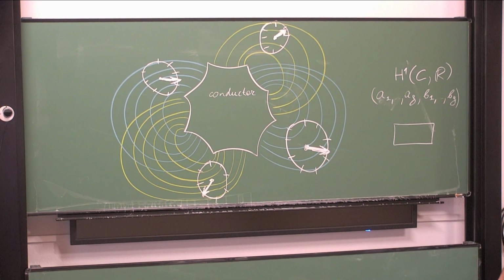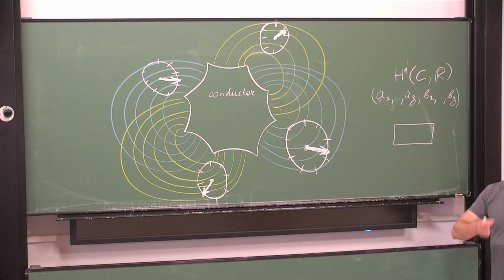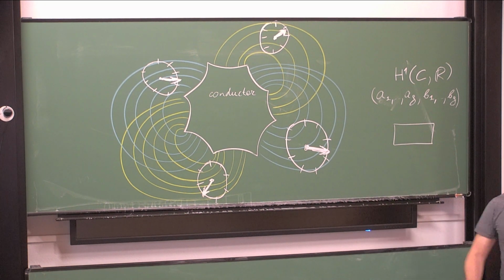Why real numbers? Just because the current and the difference of potentials are real numbers. Aharonov-Bohm fluxes of the holes. This is R. C is the surface.